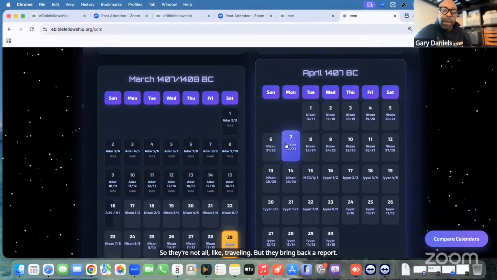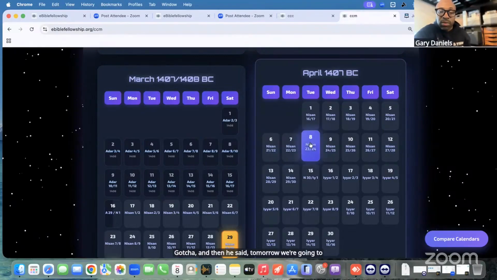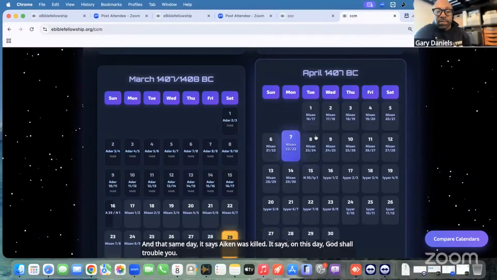Right, and that's why it says in the eventide, Joshua, I think he rent his clothes. It says in the eventide, so that would have been the evening portion of the day. And then he said, tomorrow we're going to figure out who's right among us. So that would be the eighth. And that same day, it says Achan was killed. It says on this day, God shall trouble you. That's right. So that would happen on April 8th.